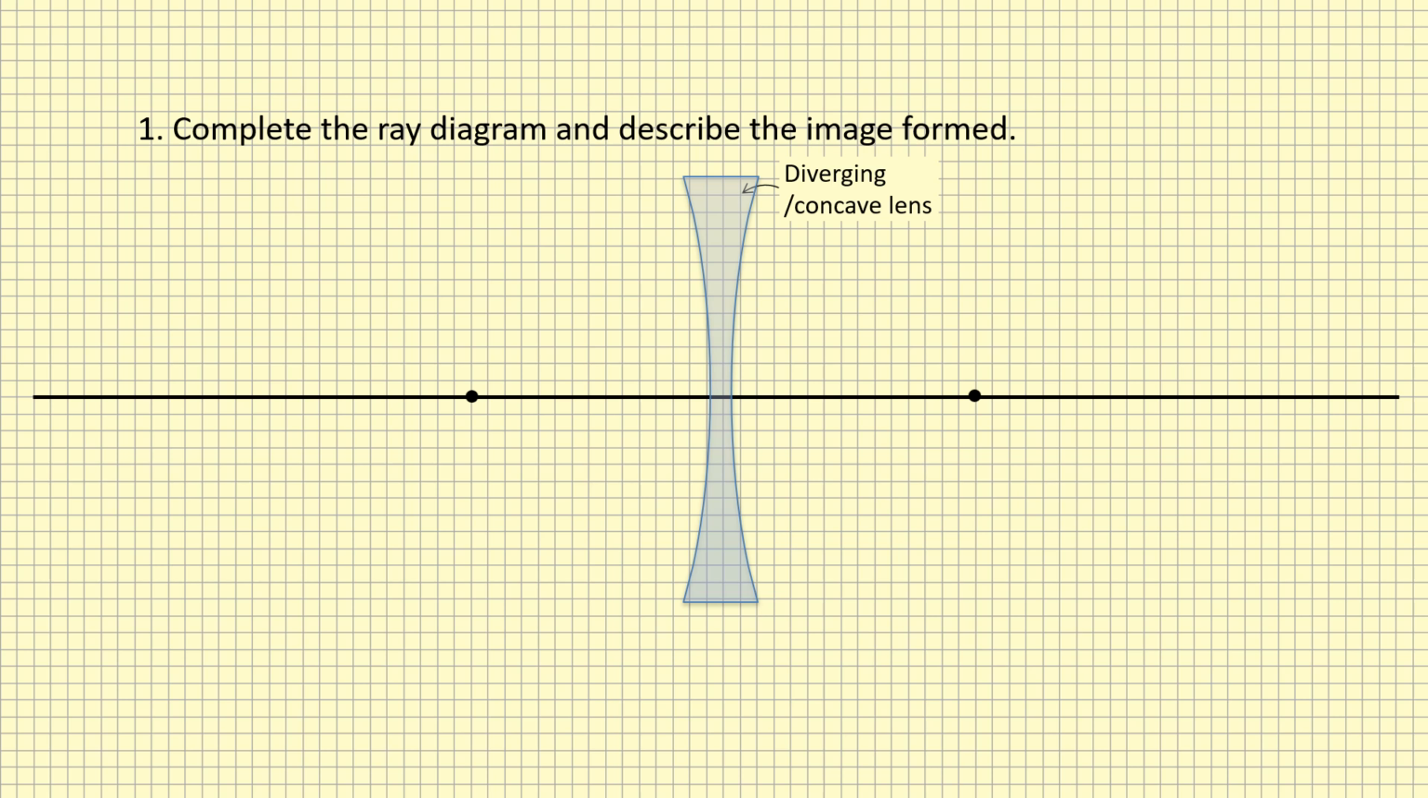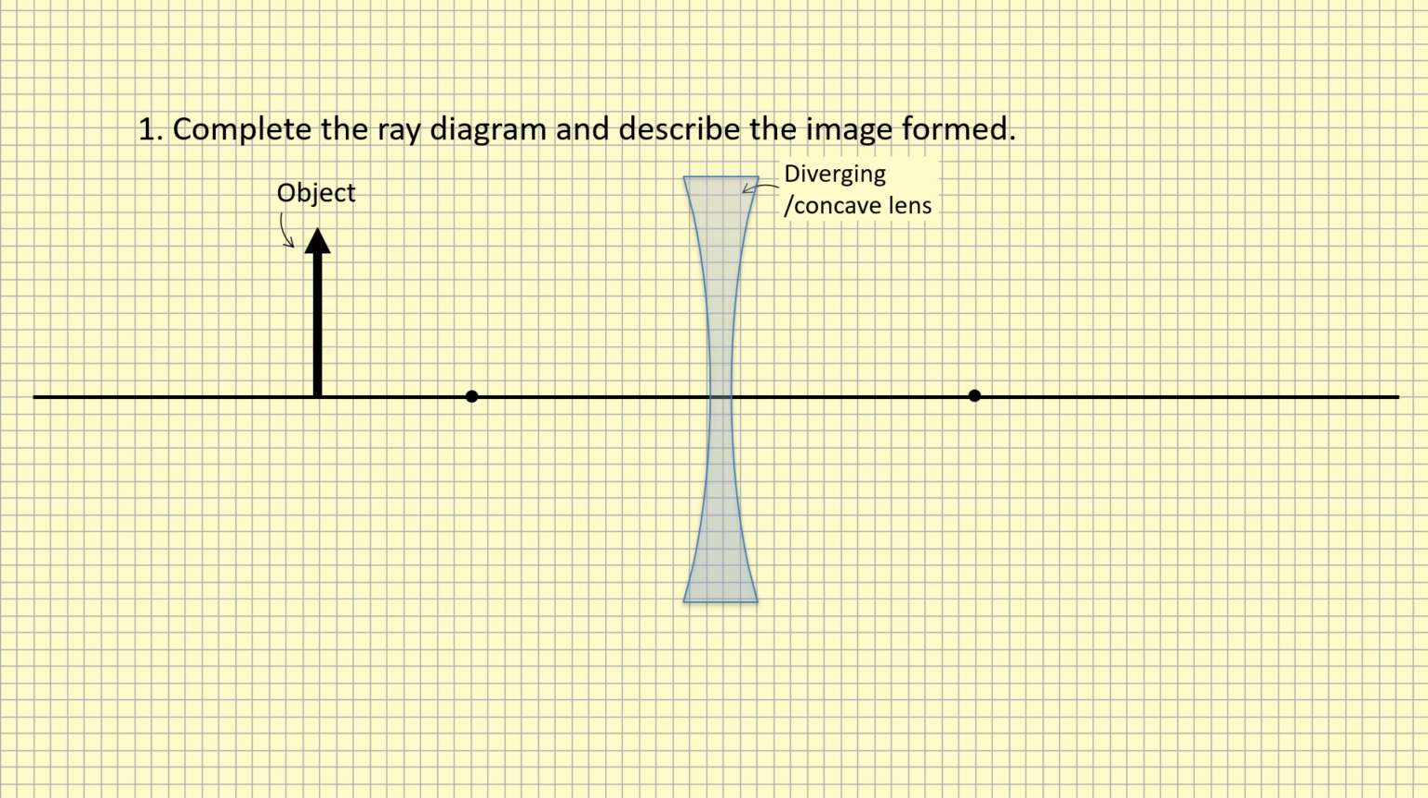Okay, let's say we have a diverging, also known as a concave lens like this one here. And I point at some object, in this case, this person here. Where will the image be formed? Will it be upright and magnified on the right hand side? Will it be inverted and diminished on the right hand side? Or is it going to be a virtual image on the left hand side like this?